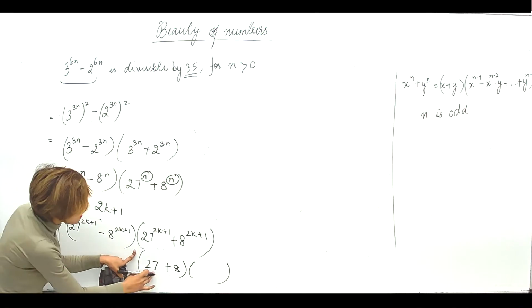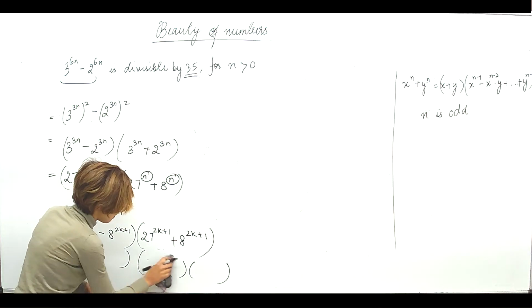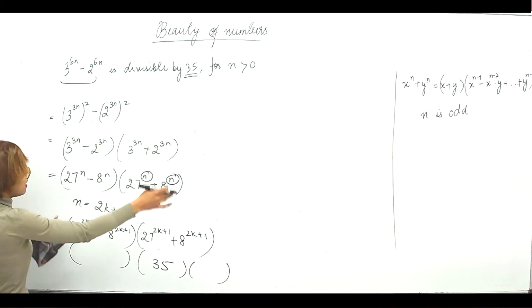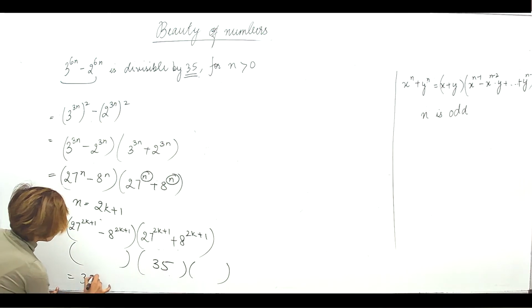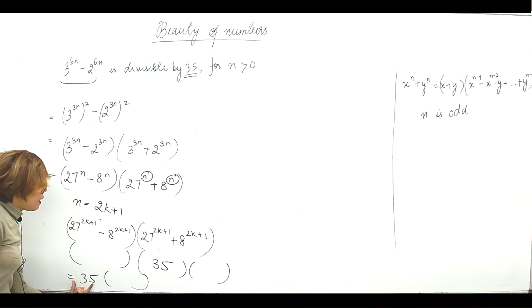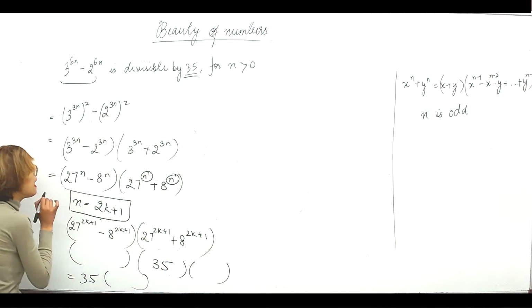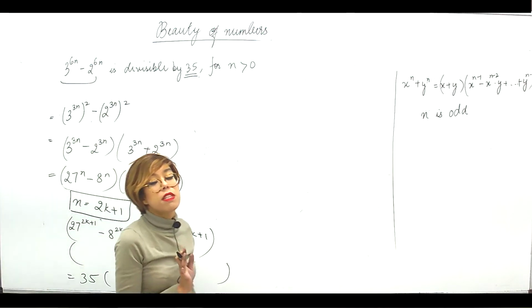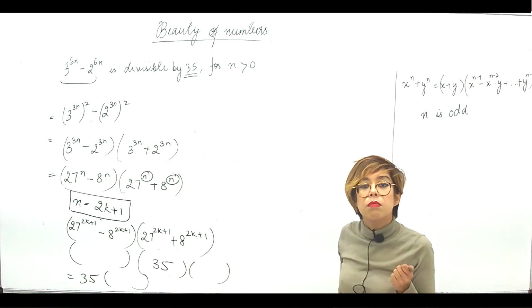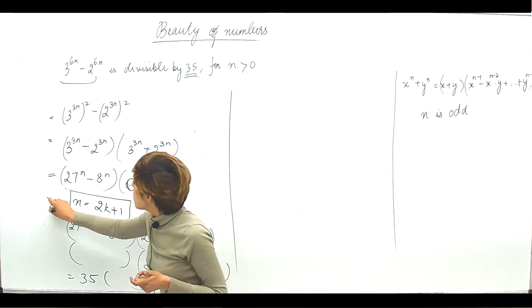Right? Now 27 plus 8, before this there is also the other quantity, don't forget that. 27 plus 8 is 35. So basically this quantity gets reduced to 35 into some integer. So yes, this quantity is divisible by 35, but under a big condition that n is equal to 2k plus 1, where n is odd. So you might say, ma'am, what if n is even? Absolutely right. We have to consider that case. The first case is this.